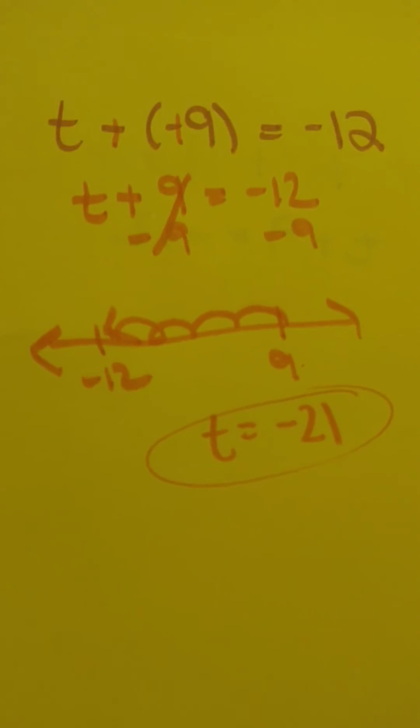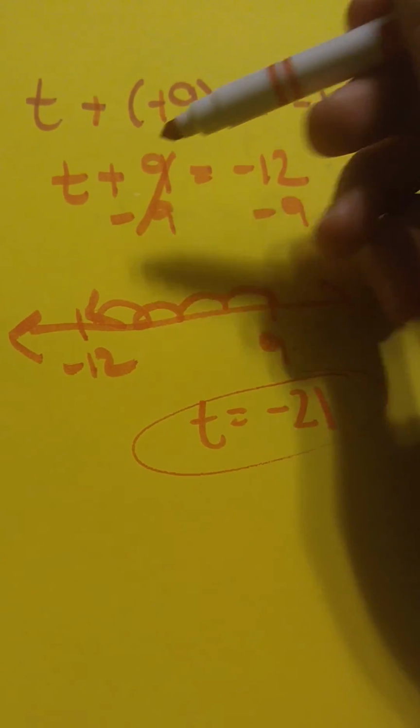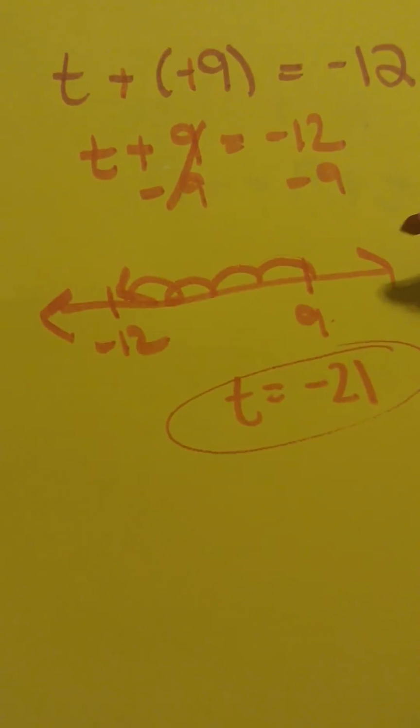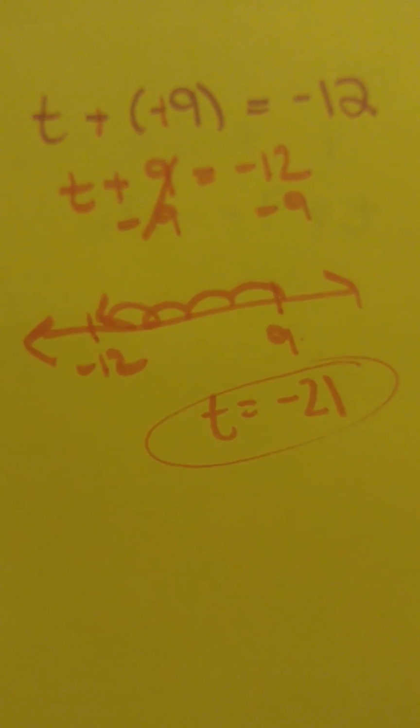Really draw that picture so that you can see why. Why is it when I see addition, I'm taking it away? Because I'm losing those values. Okay? And that is it. That is, in a nutshell, what you are doing.